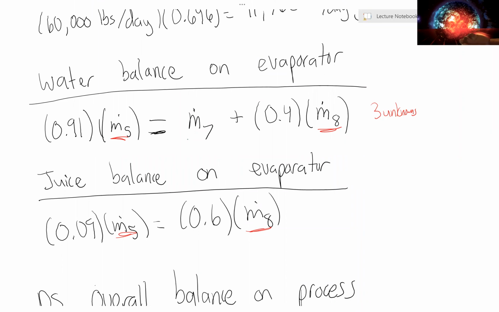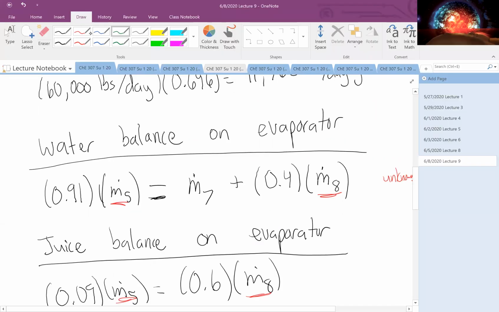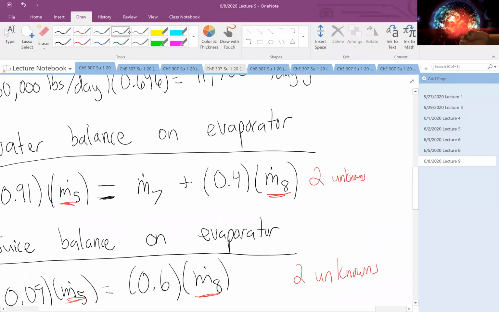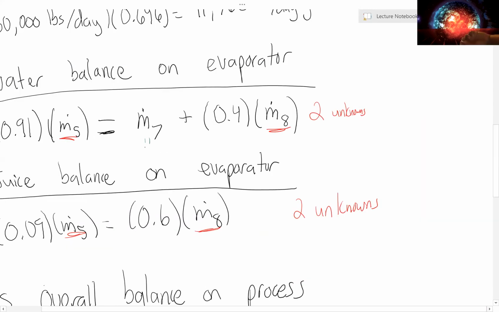So I still have two unknowns here. But I also have two unknowns here. So with this, I have two equations and two unknowns, because like I said, I know that M7 is equal to 29,232 pounds per day.